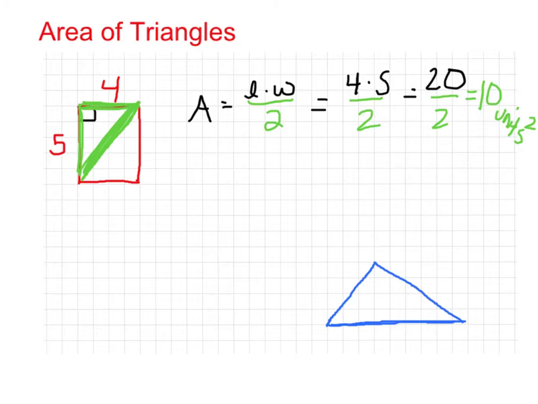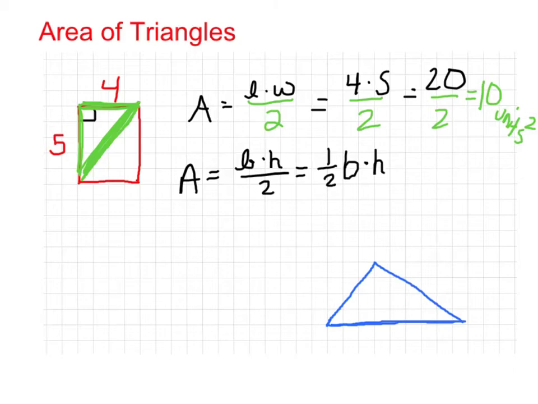So another way of writing this would be area would equal the base times the height divided by 2, or we're also going to see it written as 1/2 base times the height. Okay, both these mean the same thing. Basically, multiply the base and the height, the two measurements that meet at the right angle, and then divide by 2 or multiply by 1/2.